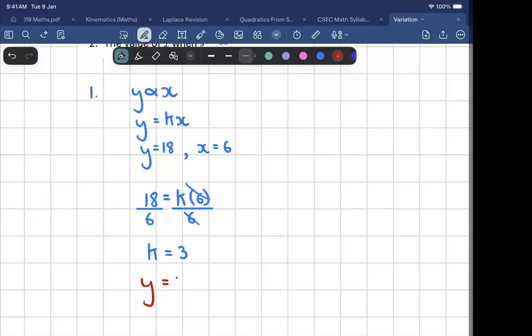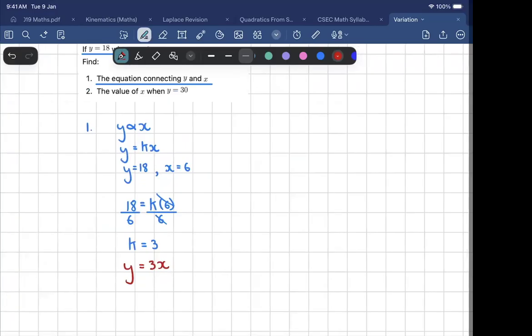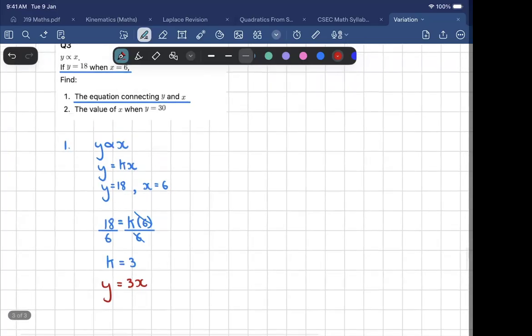Y is equal to 3x. That's it. That's literally it. You feel like you understand that fully? Yeah, more than fully. Good. Let's do number 2 now. Read number 2 for me.